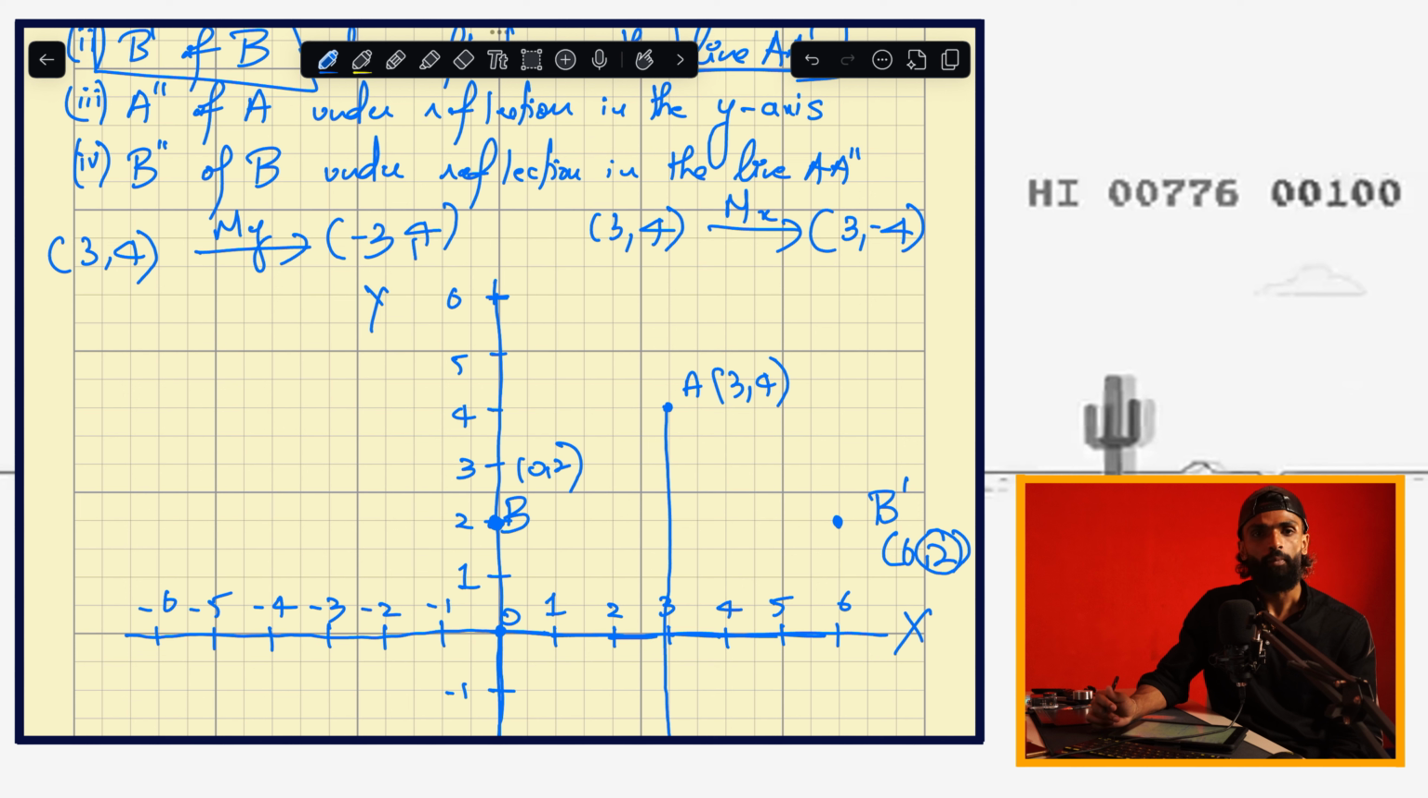Now, what are they doing? The A is the same, the object is the same. In the third sub-question, they're changing the mirror. They're making the mirror the y-axis. In the first sub-question, the mirror was the x-axis. Can you do it? Obviously.